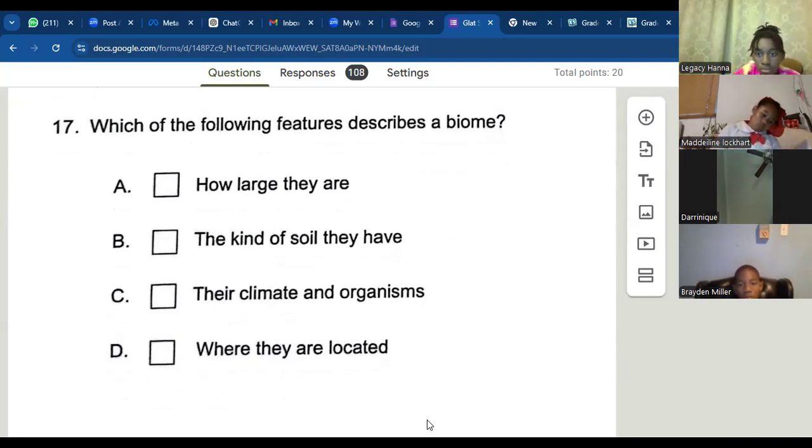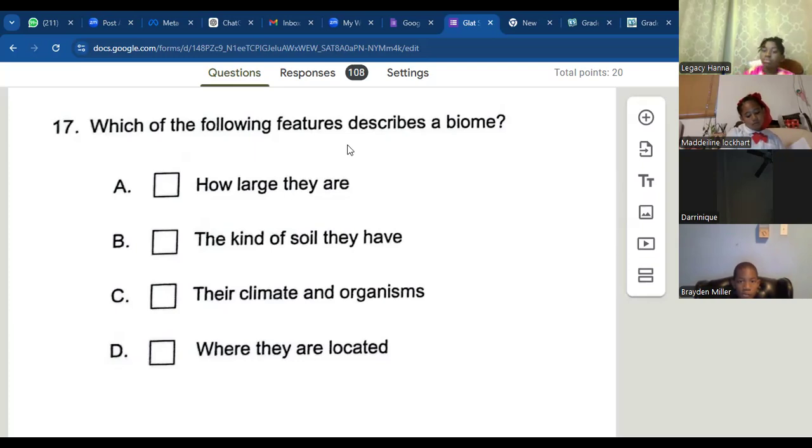Seth, where's Seth? Where's Seth? Did you see it? Yes, sir. I need you to write it and show your working and then take a picture of your work, okay? Good. You understand what to do for that one? Okay. Which of the following best describes a biome?